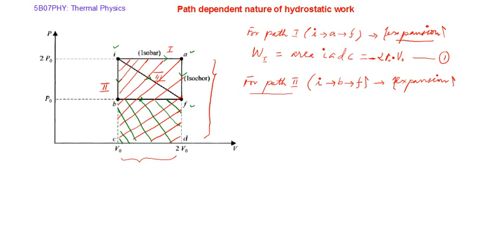That is W for the second path. That is equal to how much? Area of, I can say, BFDC. So what is that equal to? You will get it very simply.